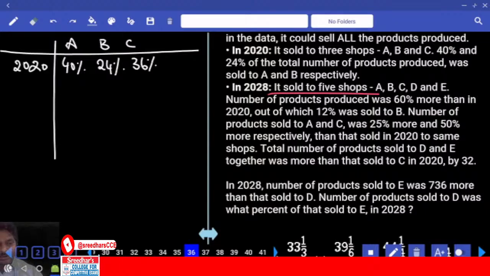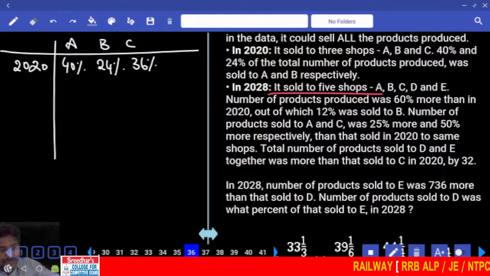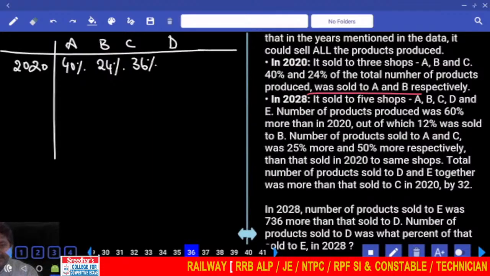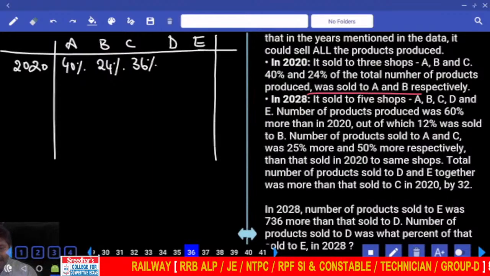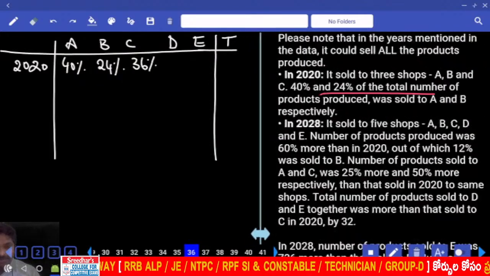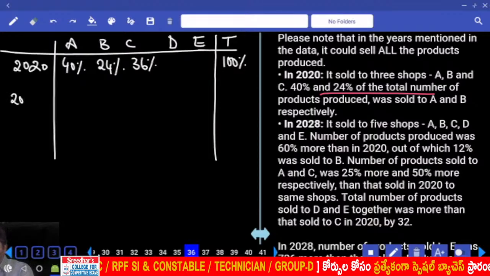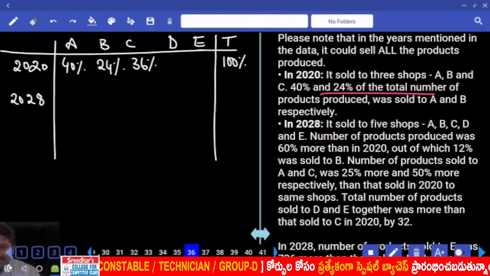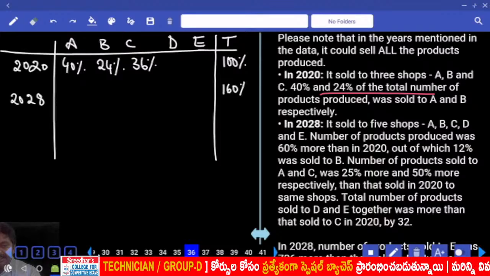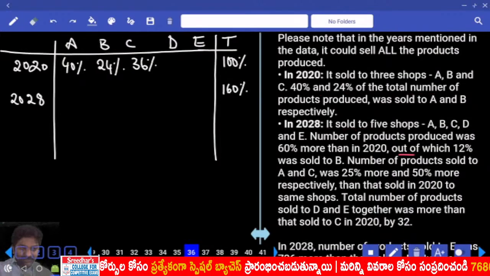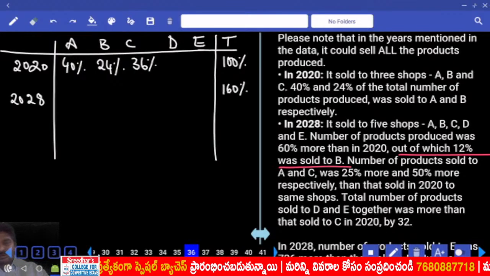In 2028, it sold to 5 shops A, B, C, D, E. Number of products produced was 60% more than in 2020. Okay, let us write 2 more shops D and E. Last I am writing total. In 2020 total was 100%. Now in 2028 total is 60% more. Let me take 160. It sold, alright, out of which 12% was sold to B.